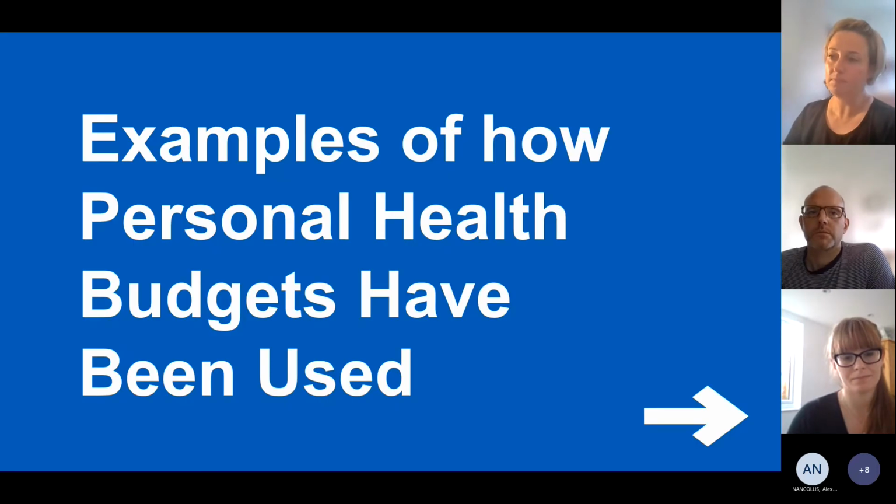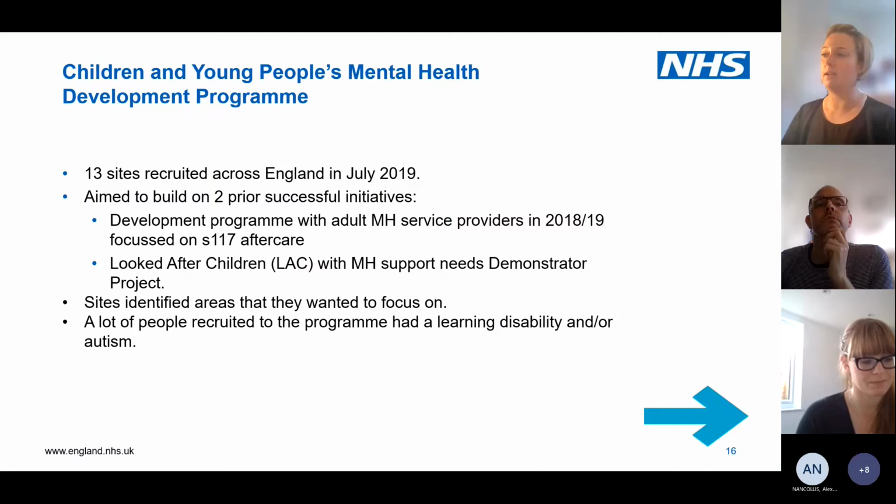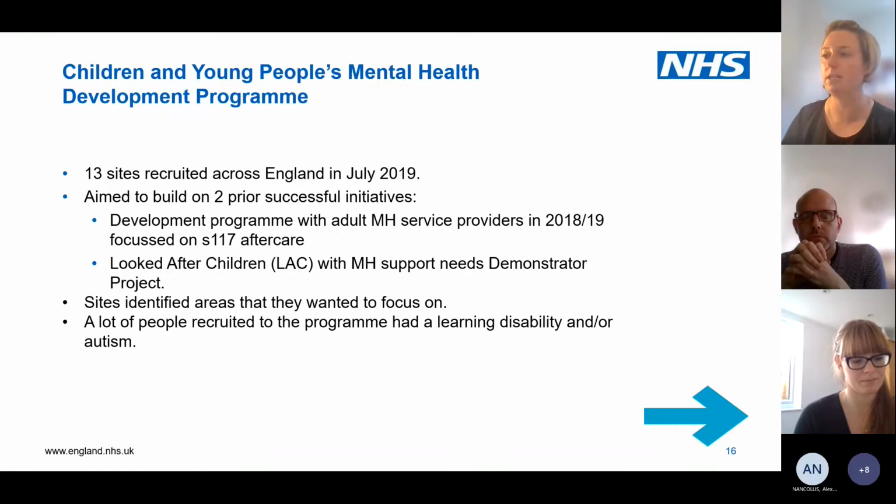Next slide, please. So I'm now going to give you a few examples of how personal health budgets have been used to support people with a learning disability and/or autism. So the Children and Young People's Mental Health Development Programme identified 13 sites across England in July 2019. And the aim of this was to build on two prior successful initiatives. The first was the development programme with adult mental health service providers in 2018-19, which focused on Section 117 aftercare, and also the Looked After Children with Mental Health Support Needs demonstrator project.